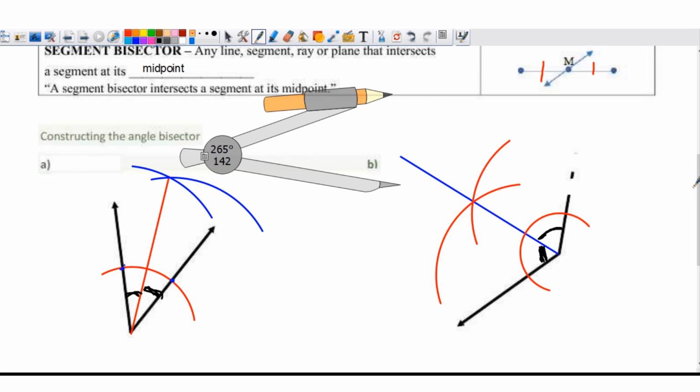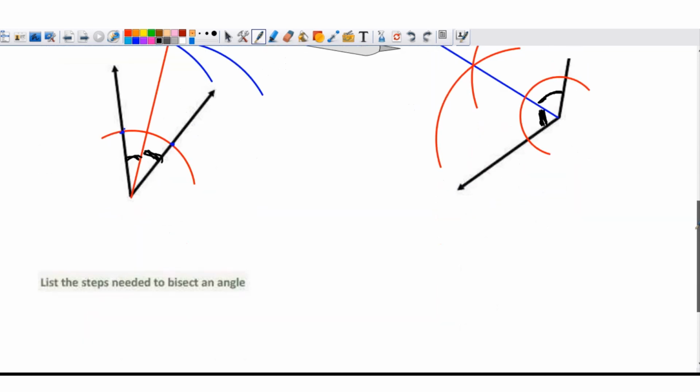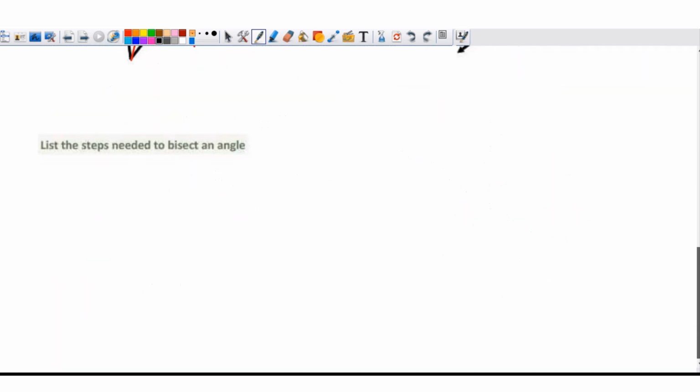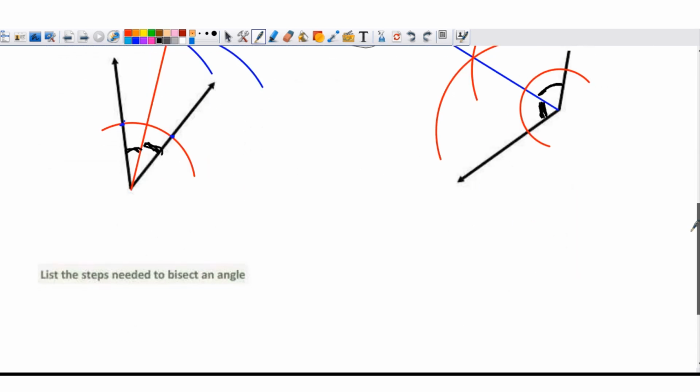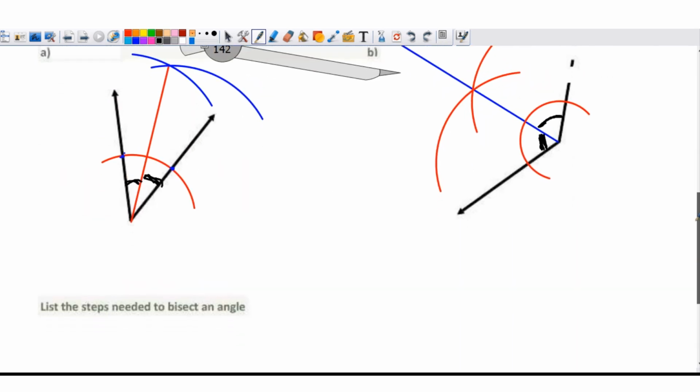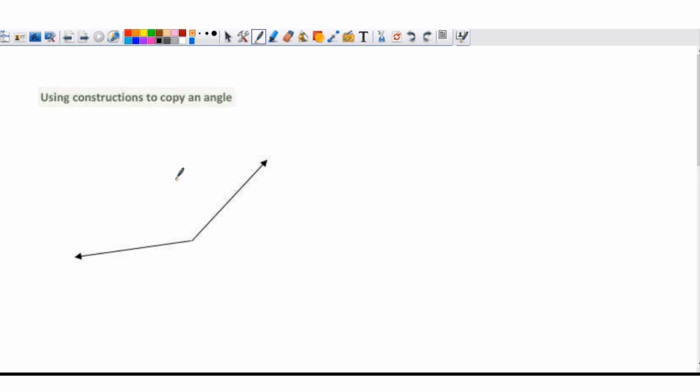Okay, on to the next page here. Oh, before that, you guys are responsible for trying to list a set of steps needed to construct an angle bisector. Just a hint, you might want to label your vertex, label your intersection points, so you know what you're talking about here. You can refer to them. Okay, copying an angle.